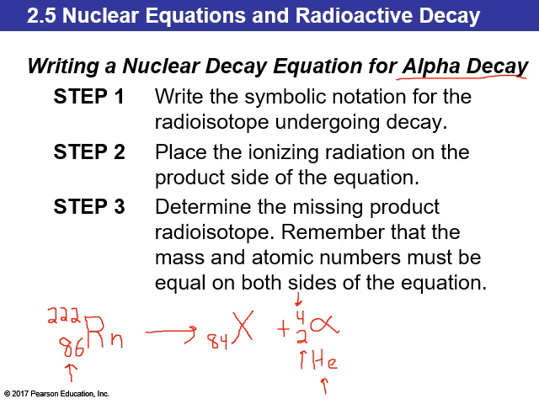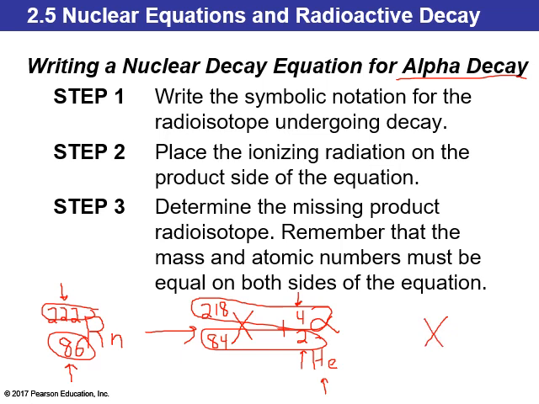We have a 4 here and 222 over here. 222 minus 4 gives 218. 218 plus 4 gives us our 222. So you can see here, 218 plus 4 is the same as 222, and 84 plus 2 gives us our 86. All right, so what is this X?